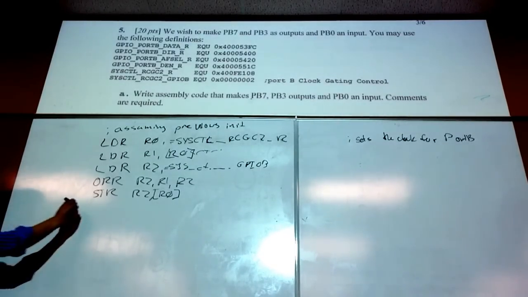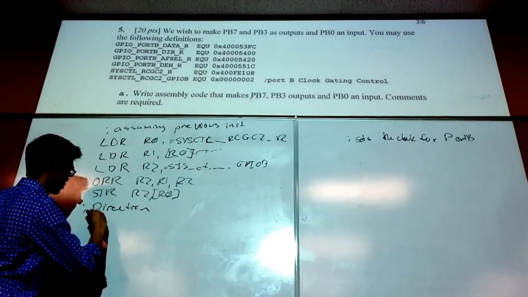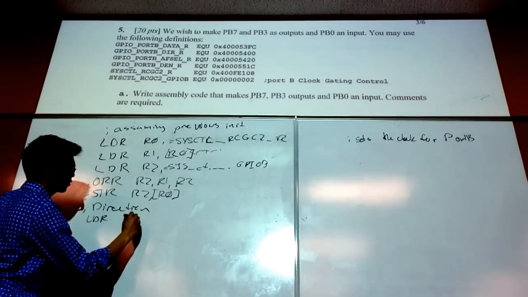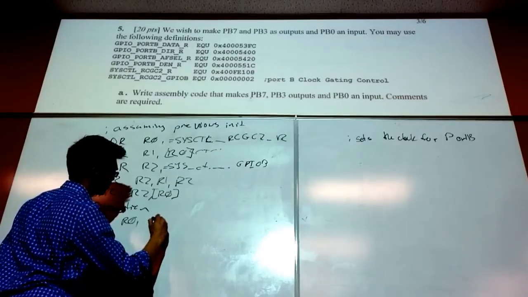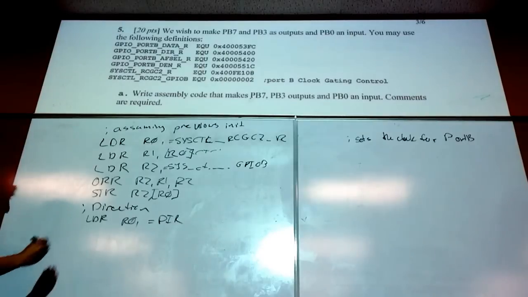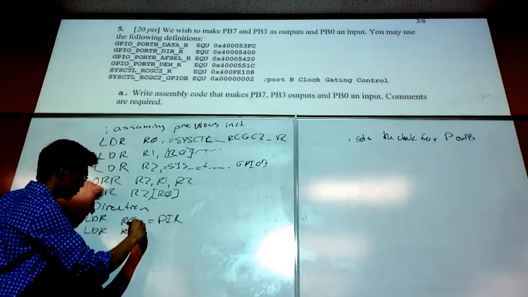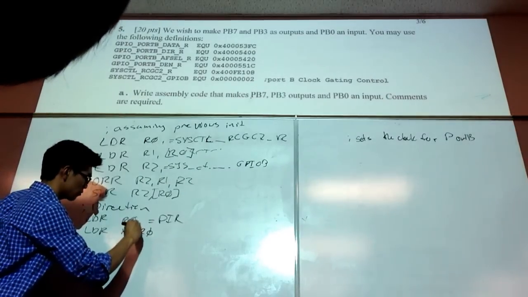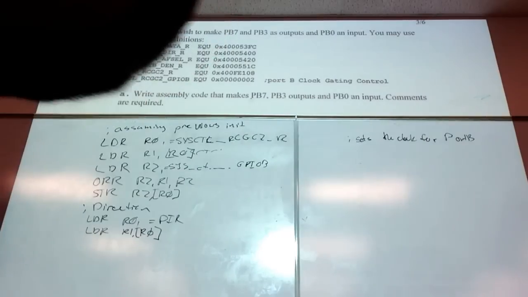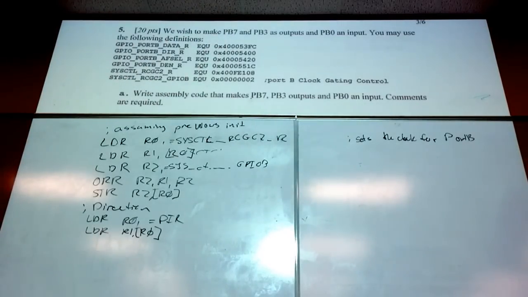And then my next thing is going to be data direction. So LDR R0, I'm just going to put DIR, but you know which definition it is, right? So I'm going to have LDR R1, R0. Yes, if it doesn't tell you what registers to use, you can use any of them.